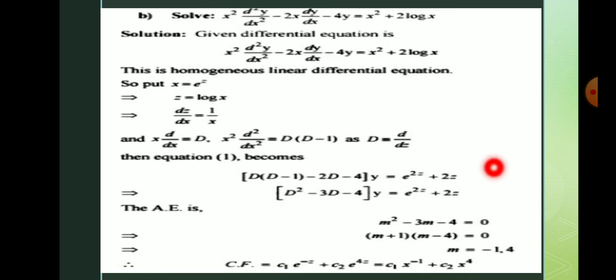So now we calculate the auxiliary equation. Whenever we replace D by m, we get the auxiliary equation m square minus 3m minus 4 equal to 0. If you find the roots of this equation, then you get m is equal to minus 1 and 4. So the CF is equal to C1 e to the power minus z plus C2 e to the power 4z, and you can write this as C1 x to the power minus 1 plus C2 x to the power 4.